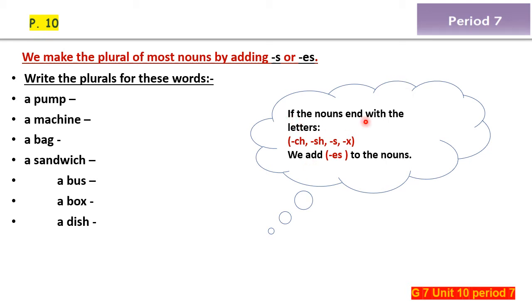If the nouns end with the letters ch, sh, s or x, we add es to the nouns. Okay, again, if the singular noun ends with ch or sh or s or x, we add es to form the plural. Let's go back to this example.